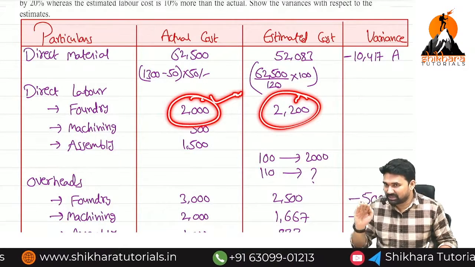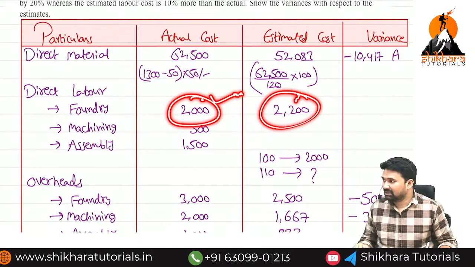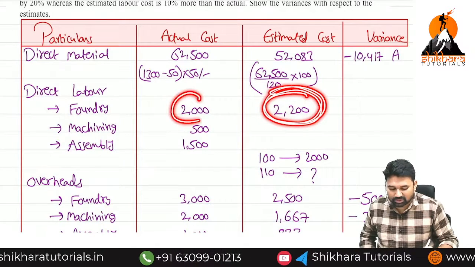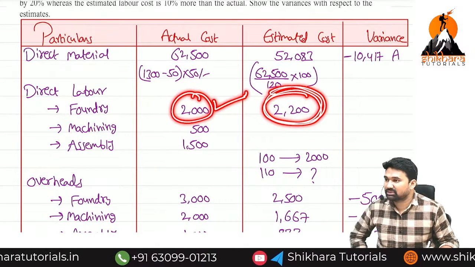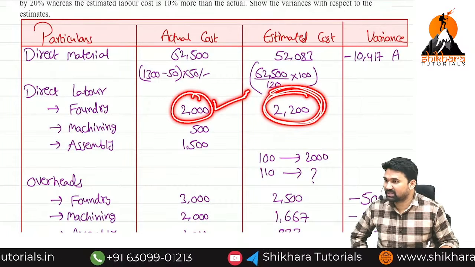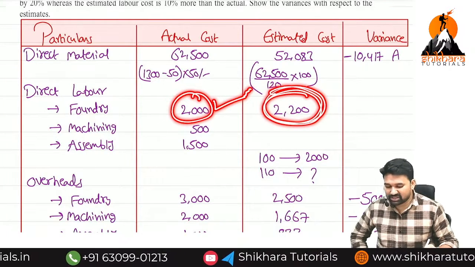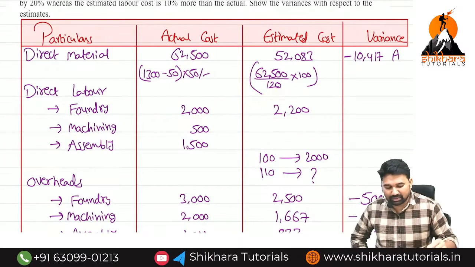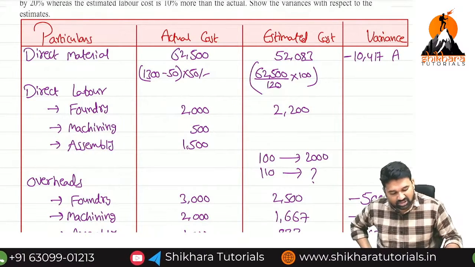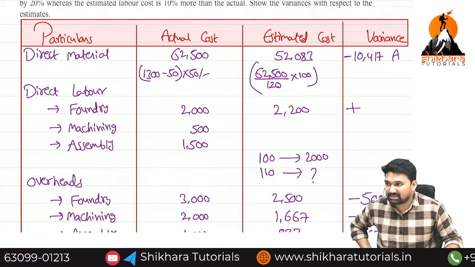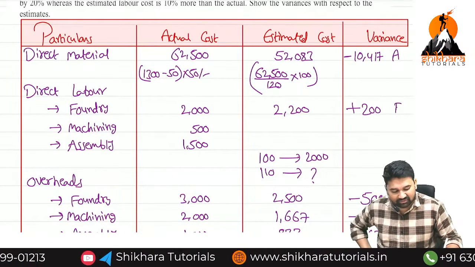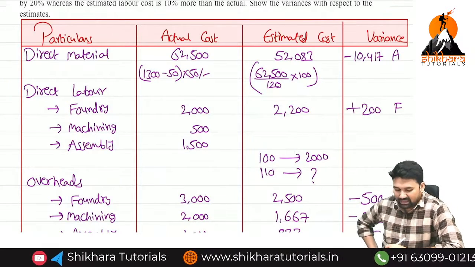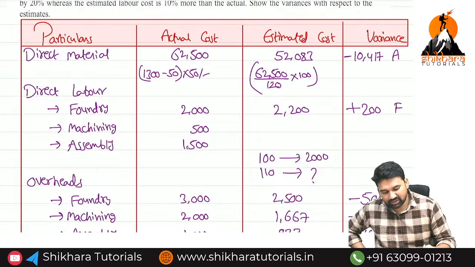That means under expenditure. Here also 2200 you planned, but in 2000 only it completed. That means under expenditure. How much under expenditure? What is the difference between 2000 and 2200? 200. That is a favorable situation. Favorable situation means plus 200 F.